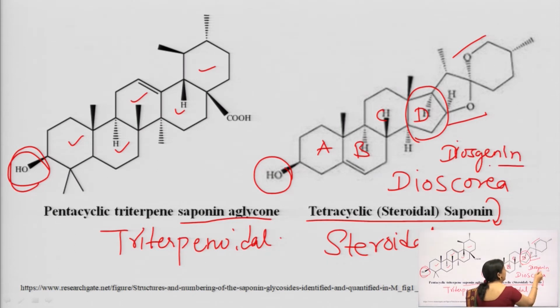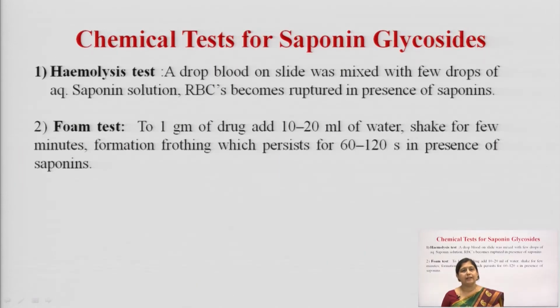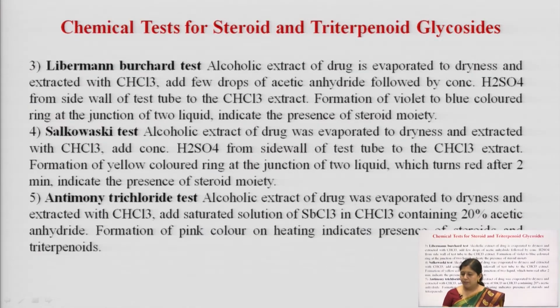and due to the steroidal structure, it has its application in the synthesis of various steroidal hormones which are synthesized in the labs. The chemical tests for saponins: one is the hemolytic test, where if we put a drop of this saponin on a smear of blood, the RBCs get ruptured, which can be viewed under the microscope. The second is the foam test, where we put the drug, around 1 gram, in 10 to 20 ml of water and shake it, and if the frothing remains for 60 to 120 minutes, then the saponins are present.